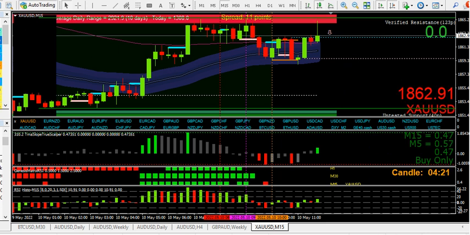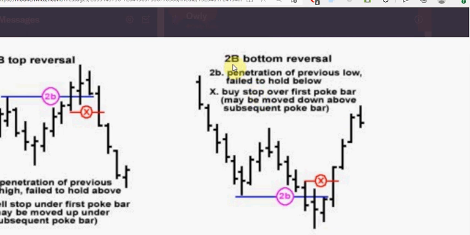Let's have a look at an example that was sent to me. Why is that not loading up there? So this is a long 2B. The short 2B is not quite in the picture, but we're doing a long one, so we'll look at the long example anyway. So there's swing 1, swing 2, swing 3.